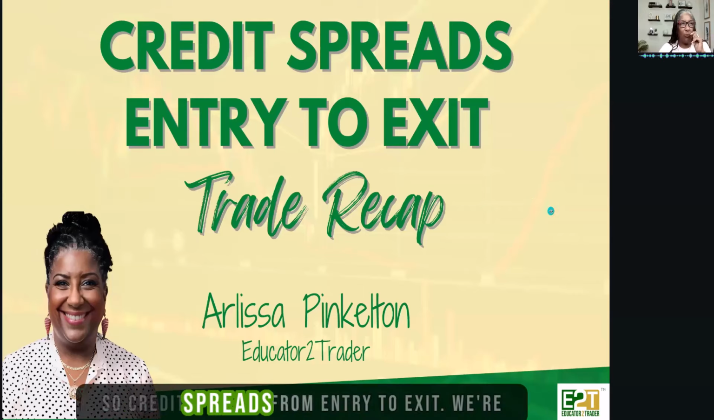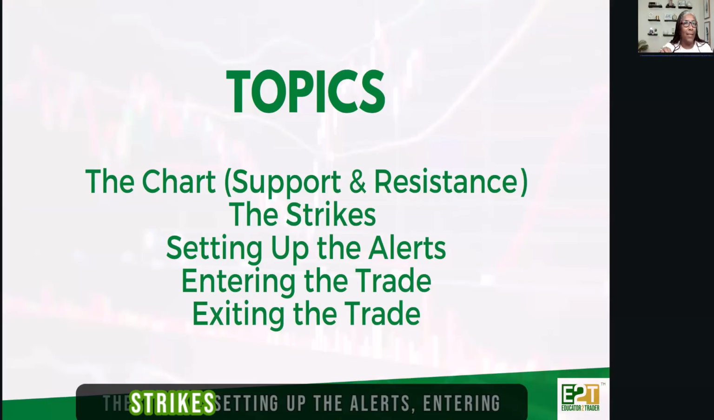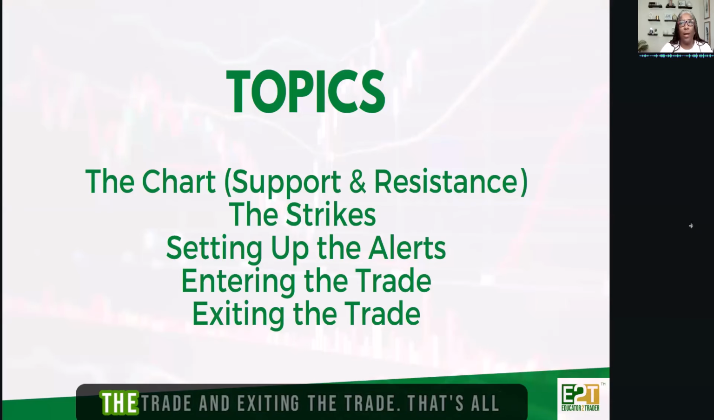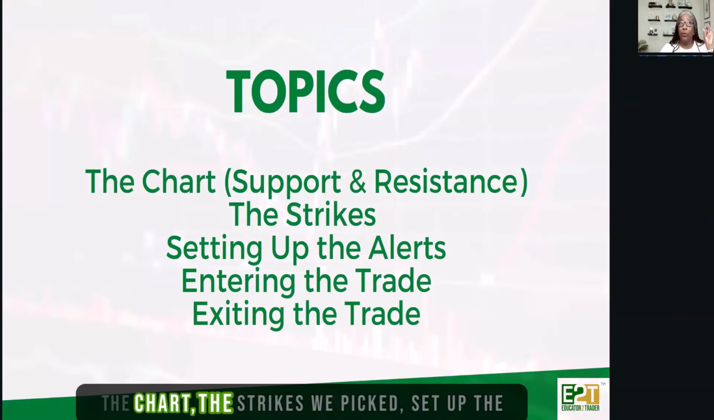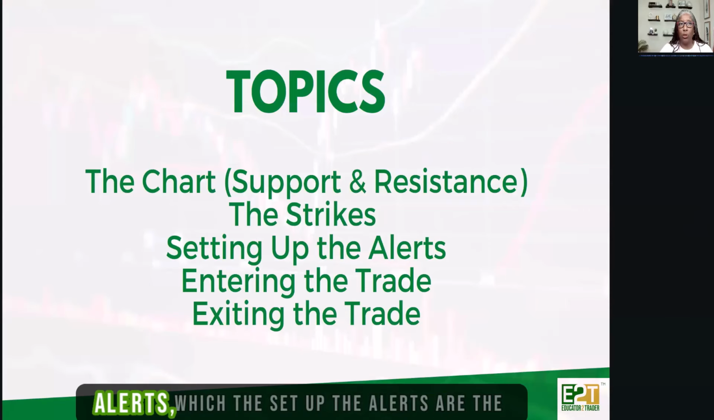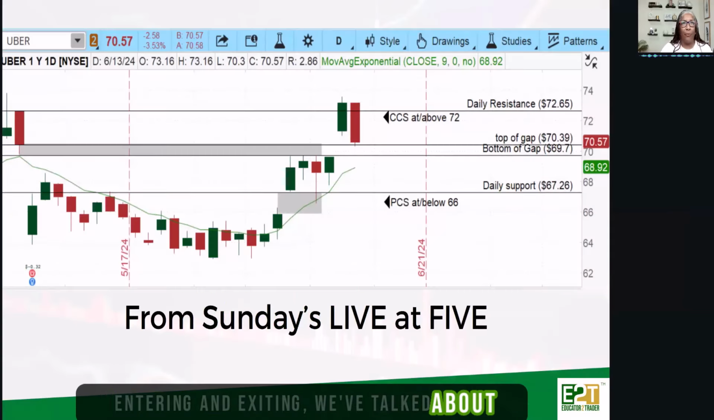So, credit spreads from entry to exit. We're going to talk about support and resistance, the strikes, setting up the alerts, entering the trade, and exiting the trade. That's all the things we need, right? We need to have the chart, the strikes that we pick, and set up the alerts, which is the part that we really hadn't done up till now. Entering and exiting, we've talked about those things.